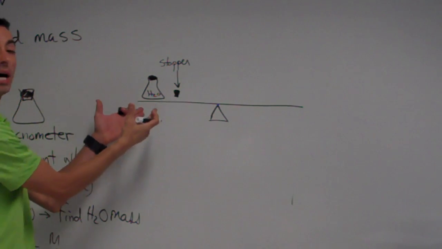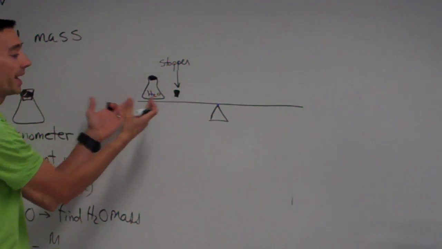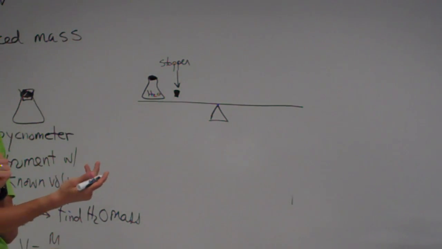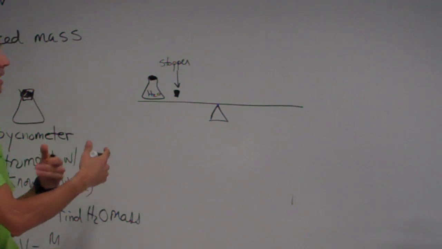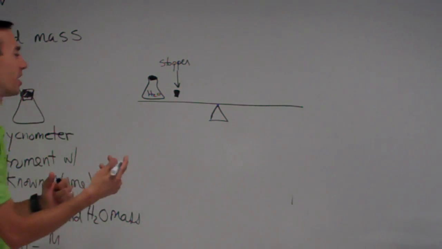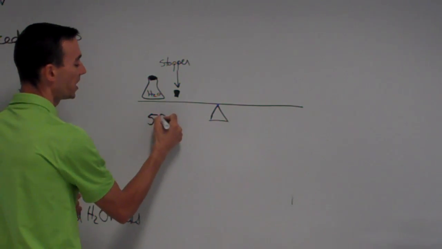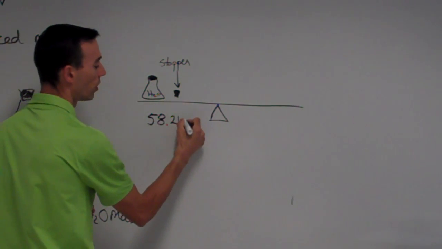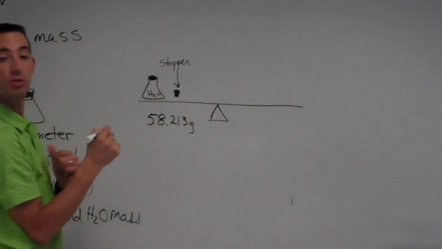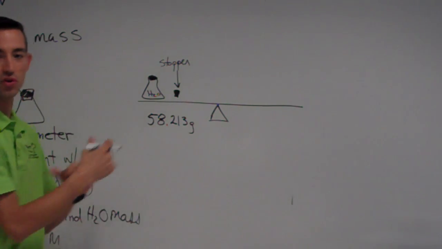Okay. Combined, we have the weights or masses of these two objects. And so, let me give us a number. Let's say their combined total mass was 58.213 grams. It's just a totally arbitrary number.